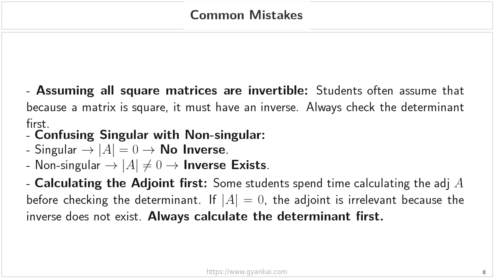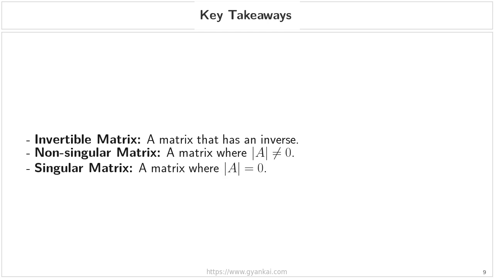In our next slide, we will summarize everything we have learned today into a few key takeaways. Key takeaways. First, remember that an invertible matrix is simply a matrix that has an inverse, meaning there is another matrix that can undo its transformation. Next, let's clarify the terminology regarding the determinant.